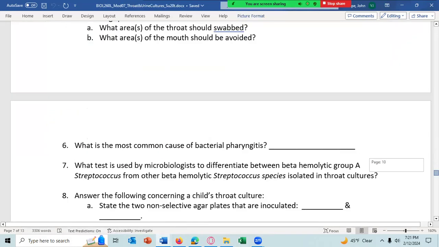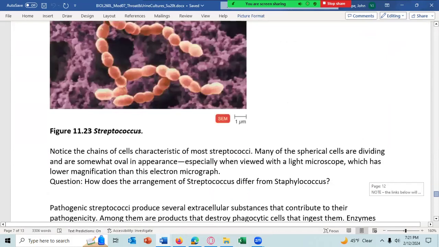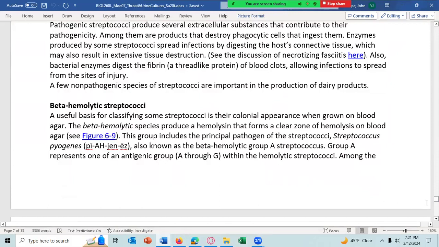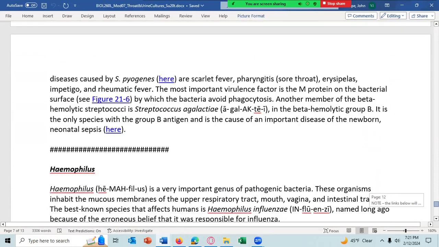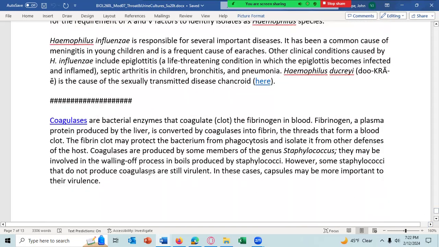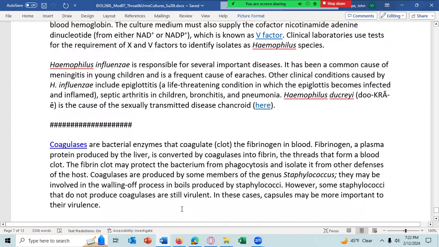So let's go to the appendix. It talks about the streptococcus in the appendix. It talks about the beta hemolytic streptococci. And then it talks about Haemophilus, specifically Haemophilus influenzae in the appendix. Oh, and it does talk a little bit about coagulase, that enzyme. I must have put that because I thought that there wasn't quite enough information in the lab module.